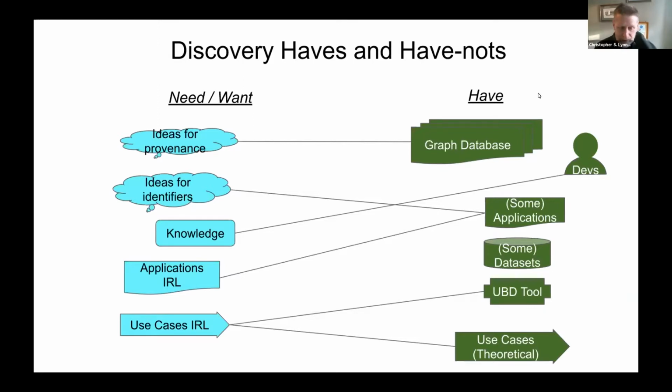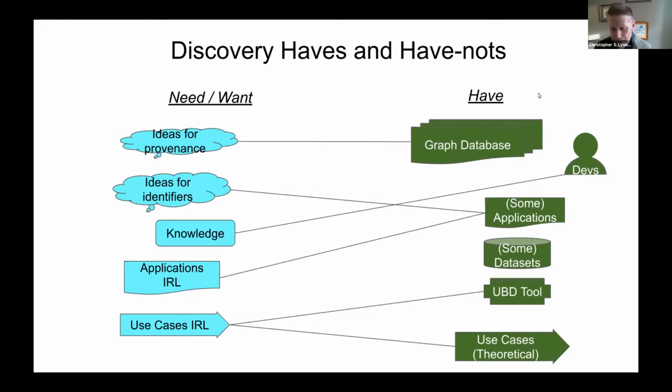Of course, we always need more knowledge. We'd like to find more applications in real life. And by applications, I don't mean like Firefox, I mean like flood monitoring. And then we're also continuing to look for more use cases in real life. Our last iteration of use cases focused mostly on hypothetical or sort of use case classes. And now what we're looking for are actual use case instances in real life.